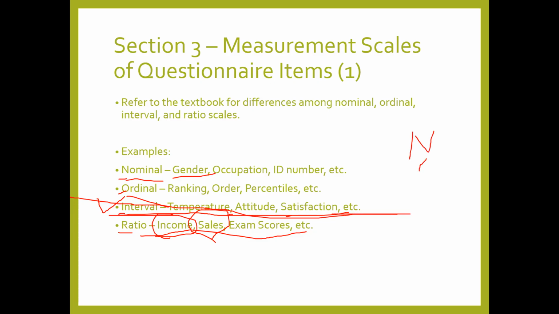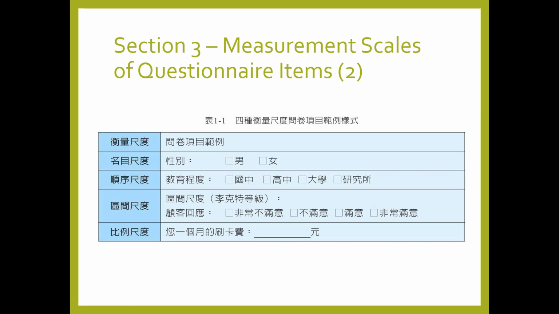NOIR, okay? Nominal, ordinal, interval, ratio. And you make a separate line here. This is called qualitative data. Qualitative data. This is called quantitative data. Okay, qualitative, quantitative data.